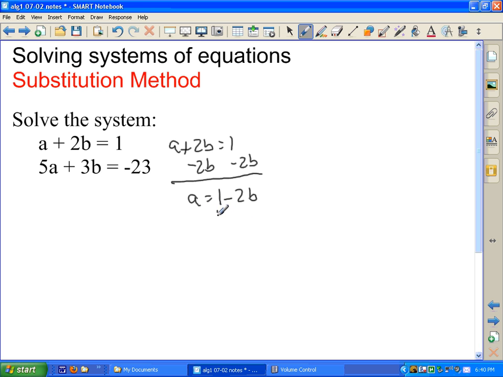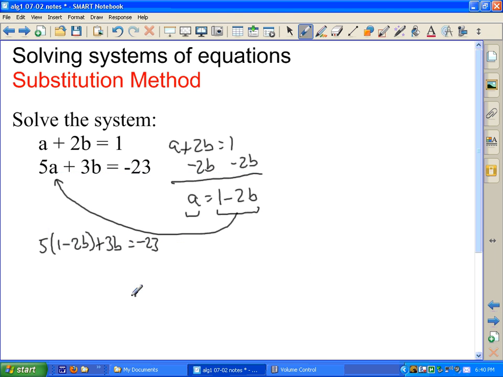So what we're going to do is substitute the 1 minus 2b in place of the a in the second equation. Very important that you plug it into the equation that you did not start with. So I'm going to plug that 1 minus 2b right in here for the a, and then I'm going to get 5 times 1 minus 2b plus 3b equals negative 23. So that's the first part, substituting in.